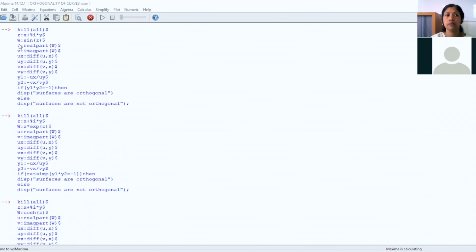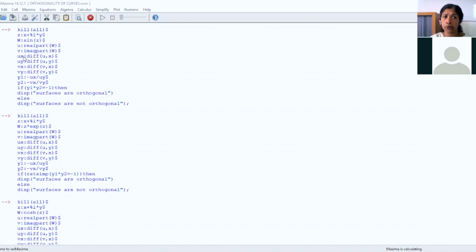Then in that we can take out U, which is the real part of W, and V, which is the imaginary part of W. Okay, we have already seen how we separate sin Z into the real and imaginary parts. We put Z is equal to x plus Iy, and then we apply the sin A plus B formula, and then we take out the real part and the imaginary part, which we store in U and V respectively. Then what is the next step?